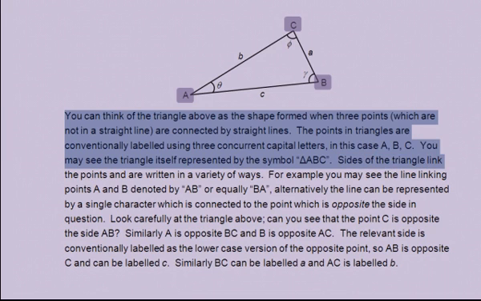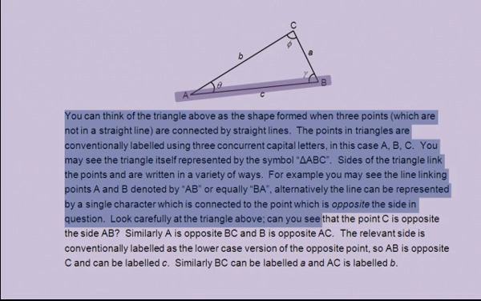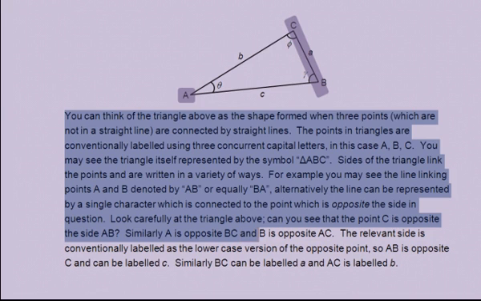The sides of the triangle link the points and are written in a variety of ways. For example, you may see the line linking the points A and B denoted by AB, or equally BA. Alternatively, the line can be represented by a single character which is connected to the point which is opposite the side in question. Look carefully at the triangle above. Can you see that the point C is opposite the side AB? Similarly, A is opposite BC and B is opposite AC.